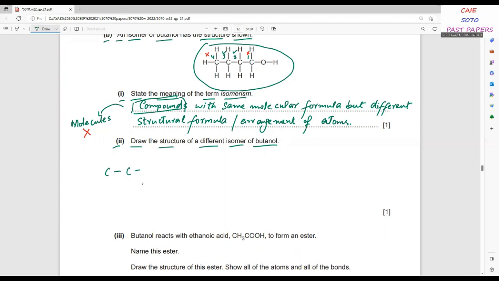1, 2, 3, 4. I'm placing OH first, then I will place hydrogen atoms on each carbon atom. The other possibility will be this. So both of these are correct. You can draw any one of these.